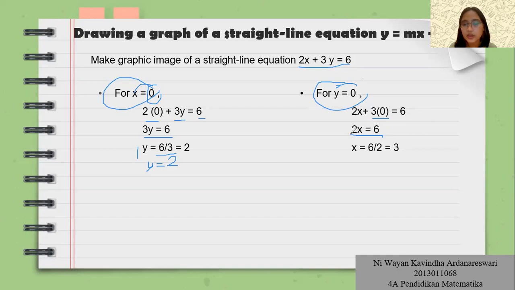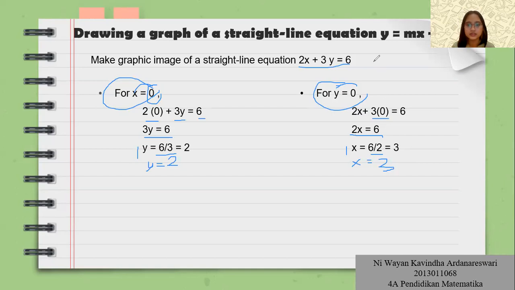And in this step, we divide both sides by 2. So 2 over 2 is 1, and 6 over 2 is 3. So we get x is equal to 6 over 2, x is equal to 3.